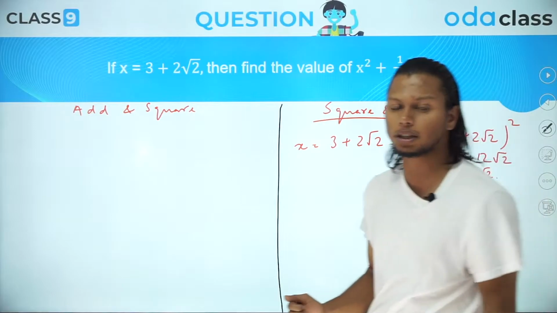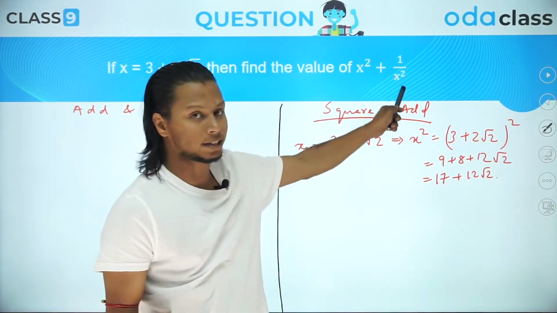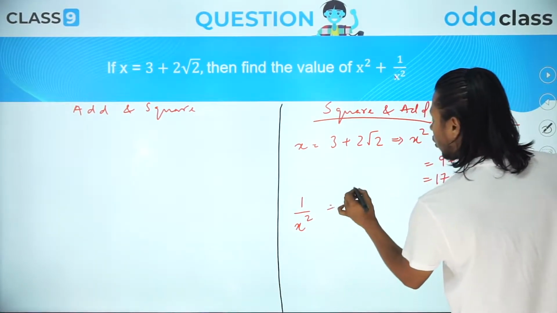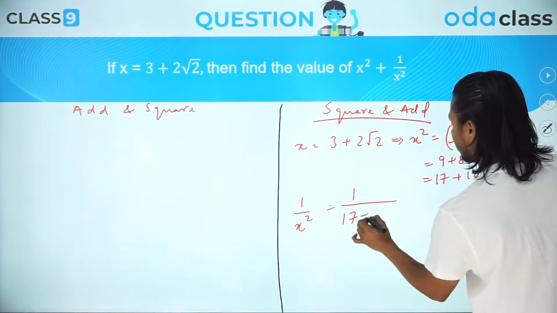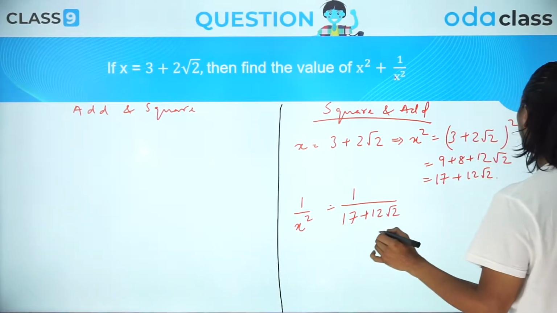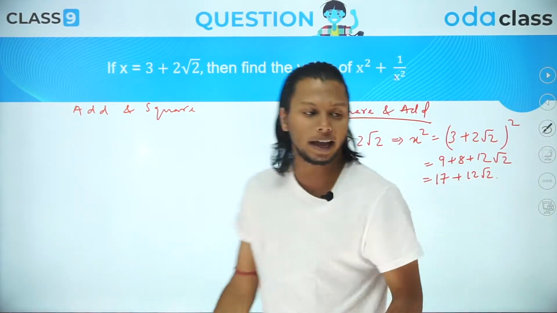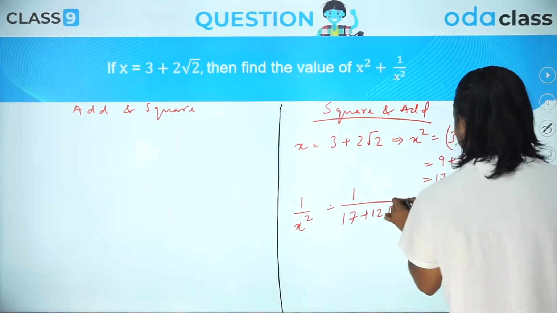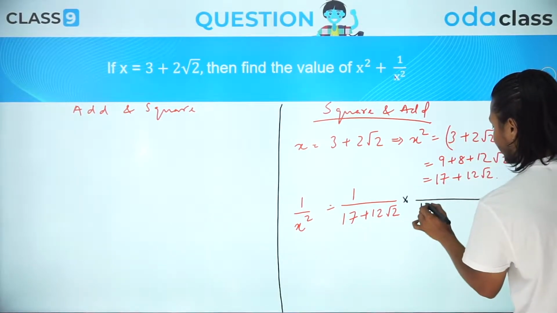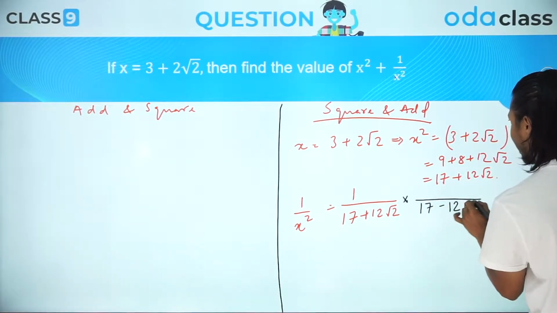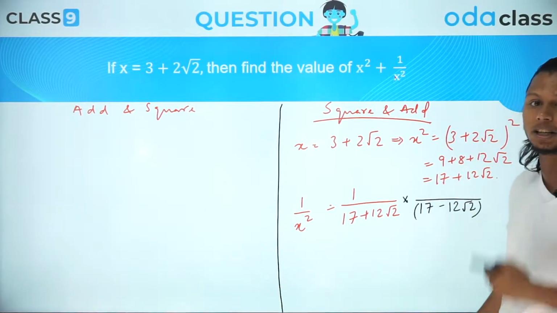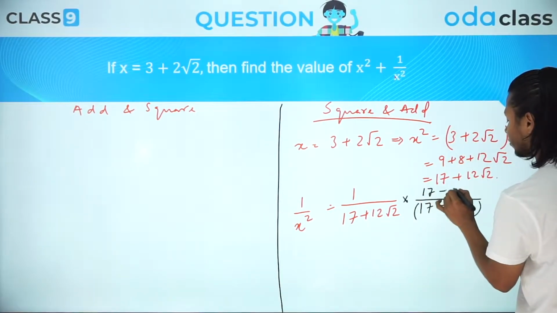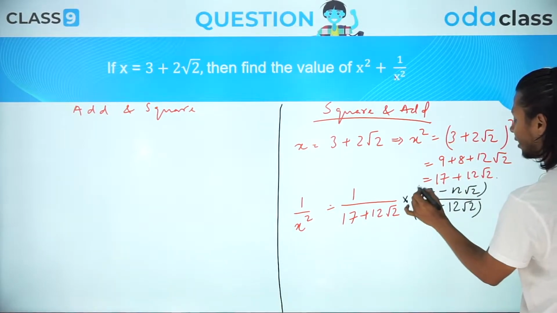Now kids, also this question asks you for 1 upon x squared. So we are going to deal with 1 upon x squared, which is nothing but 1 upon 17 plus 12 root 2. Now we all know, students, what we need to do if we have such values in denominator, right? We need to rationalize. Always remember, in denominator, when you get values like this, you rationalize. So what do I mean by rationalize? We will multiply denominator and numerator by 17 minus 12 root 2.